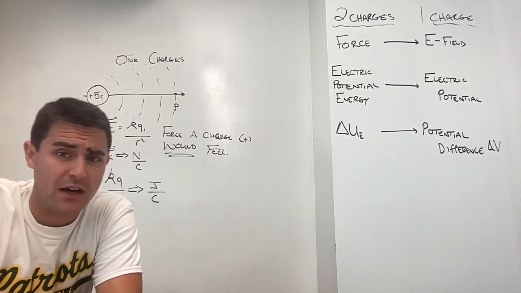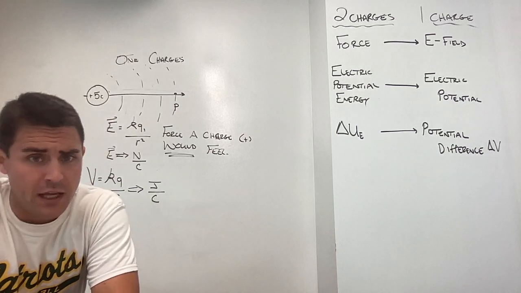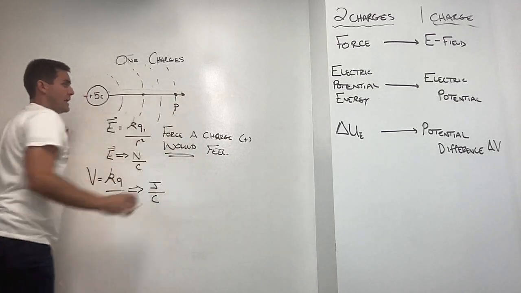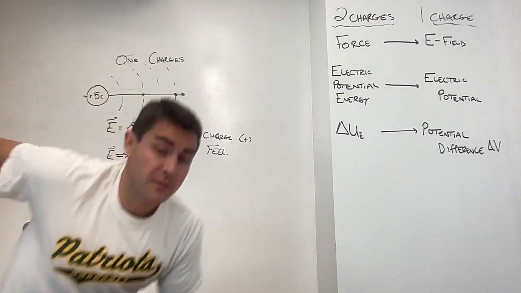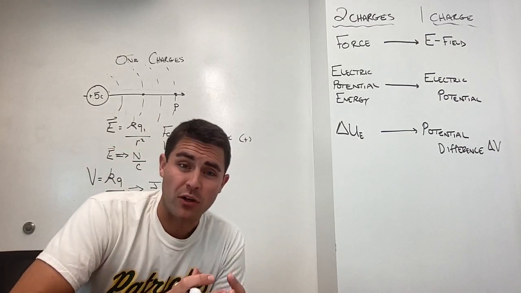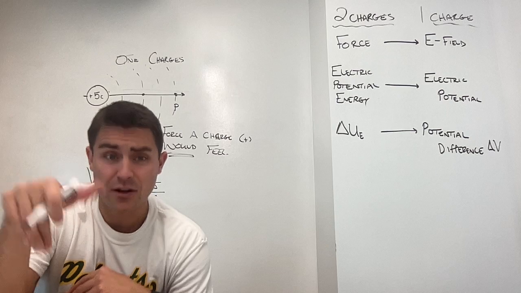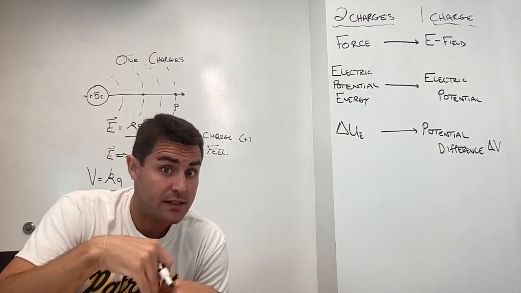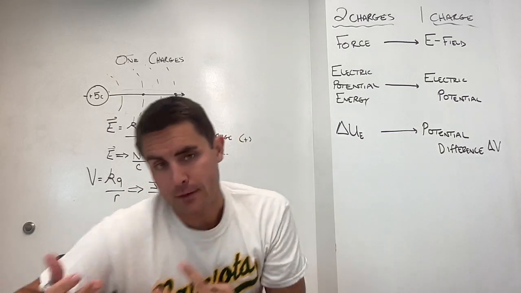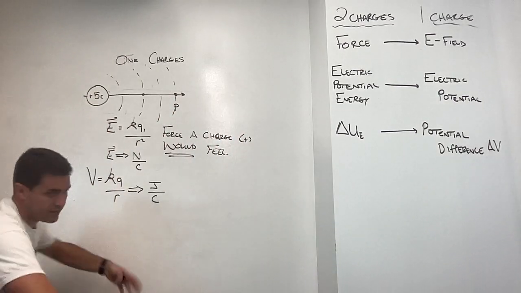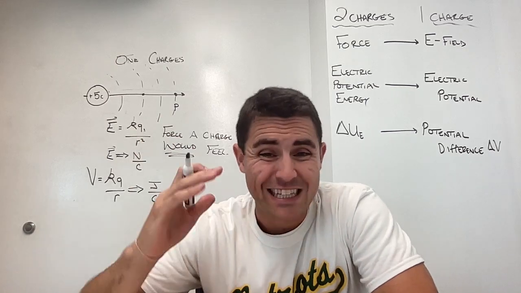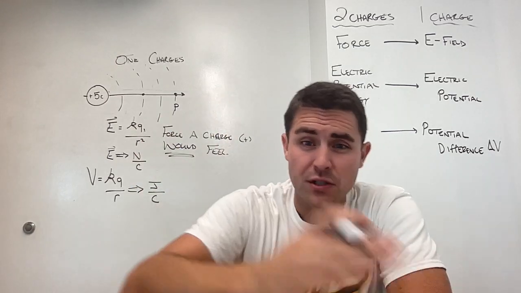The last thing we have is a change in potential energy. As if I was to move this charge from here to here, and I wanted to find that change in potential energy, but again, I only have one charge. And because I only have one charge, I can't actually calculate the change in energy. So instead, what I calculate is the potential difference, or the change in potential. How do I do that? I can use this equation here. I've got all number of equations I could possibly use to find that potential difference. But that's the difference between two charges and one charge.